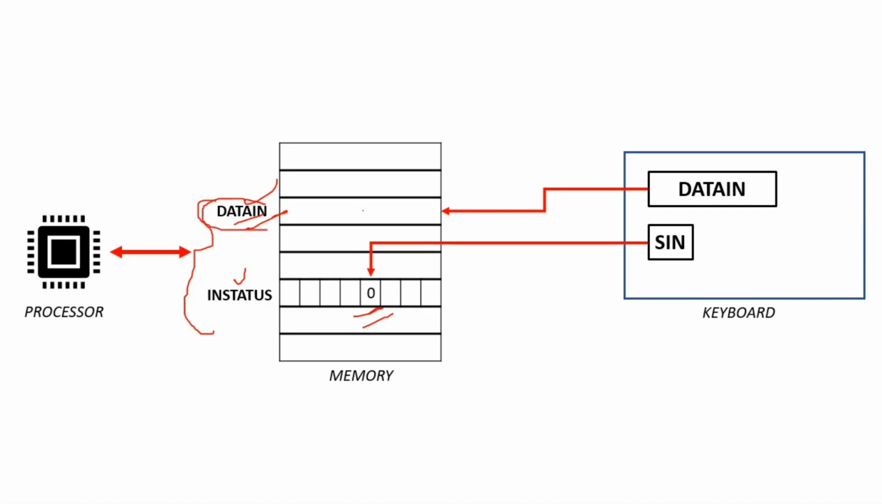The processor uses any of the addressing modes like direct or indirect addressing mode, and using this address reads the byte, that is the data from the keyboard. Also using some particular addressing mode, the processor reads this particular bit, that is the SIN bit, and checks whether data is ready or not. So this is how memory mapped IO works.